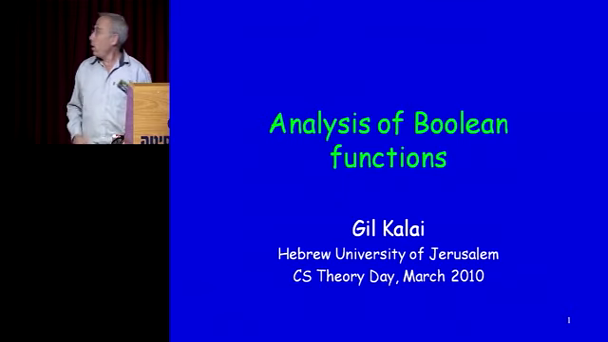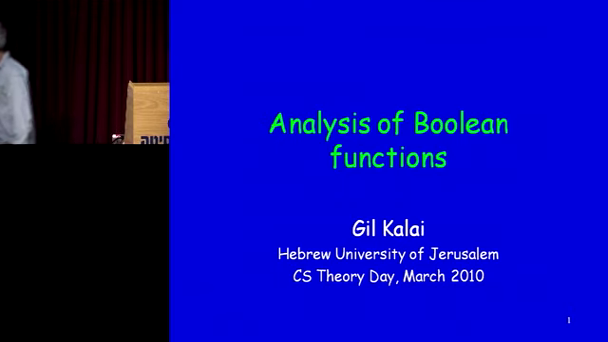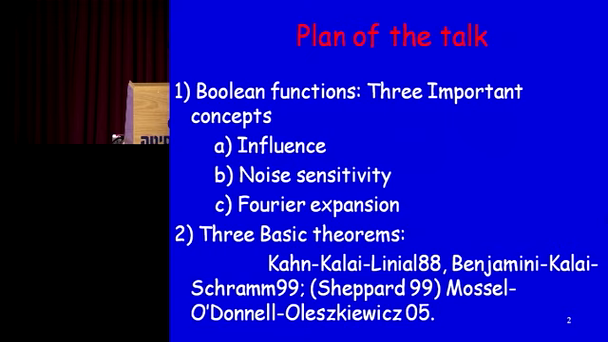Here, space. Okay, here's the plan of the talk. We start with Boolean functions, and I will try to describe three important concepts regarding Boolean functions. The first is the influence. This is something I was influenced to study by Nati, who is here. The second is the noise sensitivity. And the third is the Fourier expansion. This is a mathematical tool to study Boolean functions, but we can regard this as a basic concept about them.